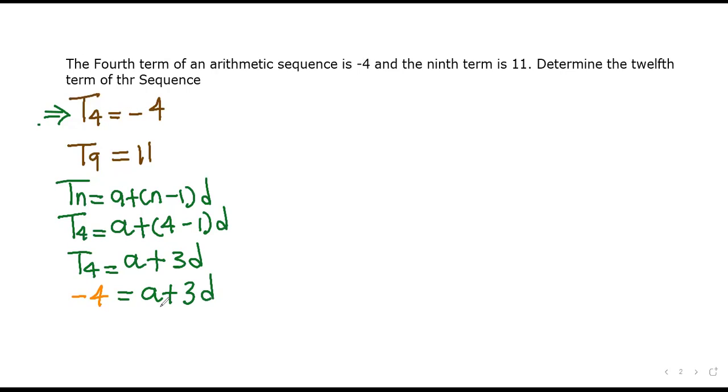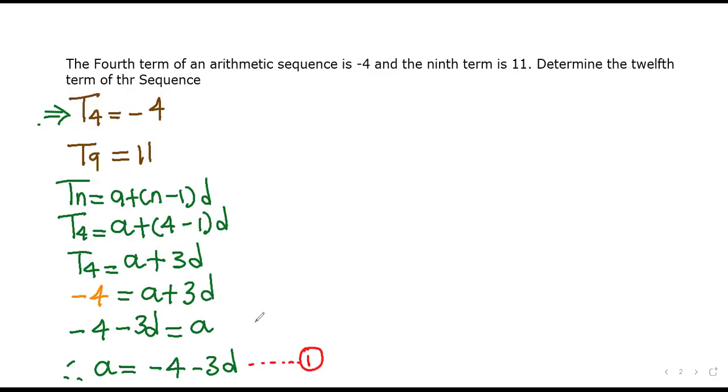Now, when it's like this, you can say -4, and then take -3D to that side. If you take positive 3D to that side, it will be -3D. So to say, it is equal to A. And now you have A equal to -4 minus 3D.